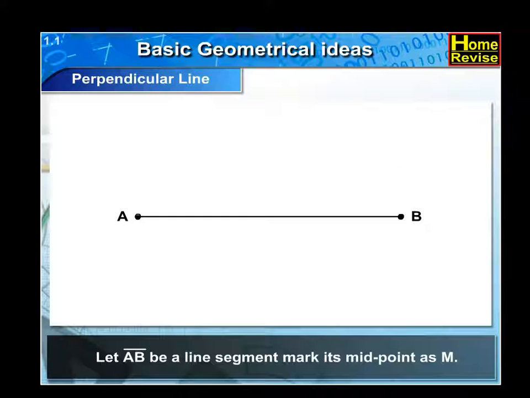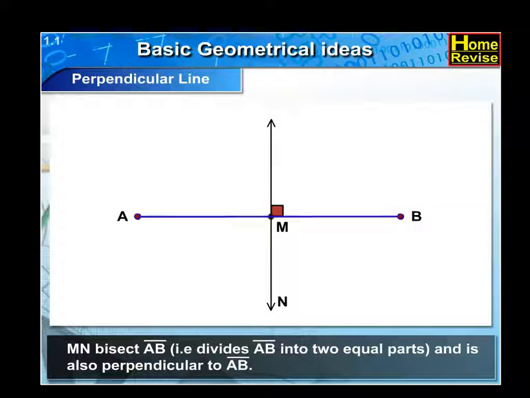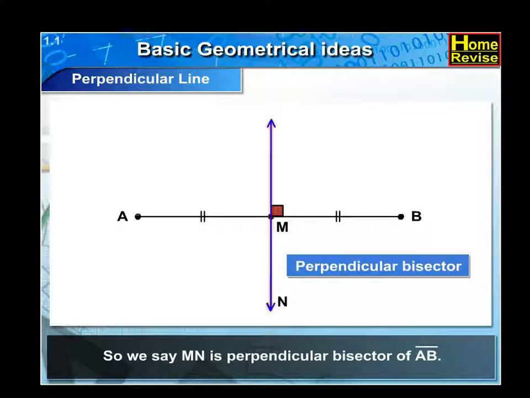Now, look at this figure. Let AB be a line segment. Let us mark its midpoint M. Let MN be a line perpendicular to AB through M. Now MN bisects AB, that is, it divides AB into two equal parts and is also perpendicular to AB. So we say that MN is the perpendicular bisector of AB.